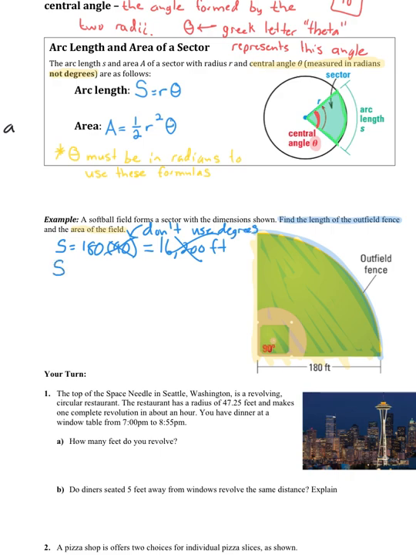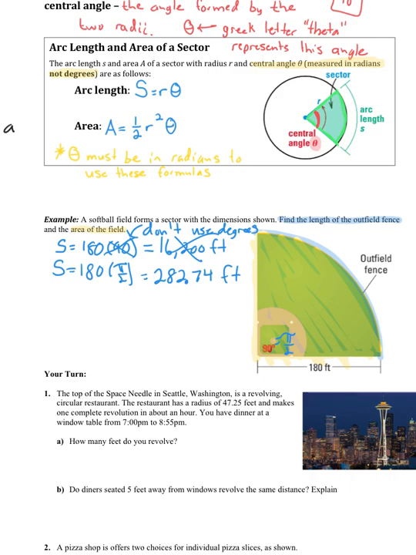If I want to use this formula, I have to convert that to radians, but thankfully I have that written down up above as pi over 2. I could just multiply this by pi over 2. And I end up getting something like 282.74 feet. That would be the length of the outfield fence. That makes a whole lot more sense than 16,000 feet, which is, like I said, over 3 miles long. So putting the problem into context is important.